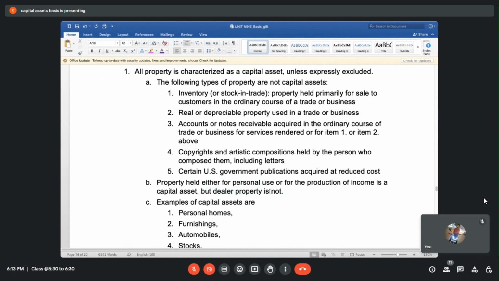Again, we will see personal use can also be a capital asset, like our own house. If we are selling it off, it's a personal use property, right? But if we are selling it off at a gain or at a loss, we have a right to claim losses, or we have a duty to pay taxes on it. It will fall under capital gains and losses.